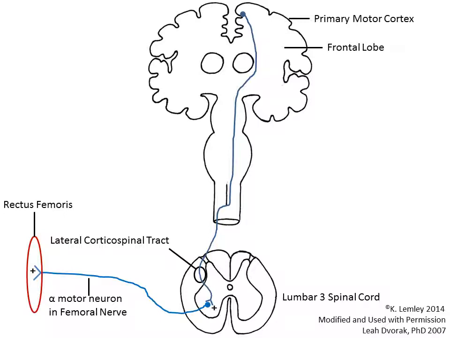It then enters the ventral horn where we have a direct synapse on our lower motor neuron, our alpha motor neuron, which is traveling in the femoral nerve to innervate our rectus femoris muscle. I've also included the fact that this is an L3 spinal cord, and I know that because that is a myotome for rectus femoris. So it could be L3 or L4, but we know that it's going to be in that area. This would not be higher up, nor would it be, let's say, S1. That would be too low for a rectus muscle.